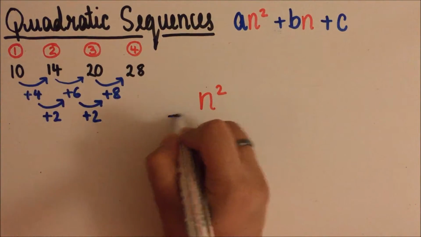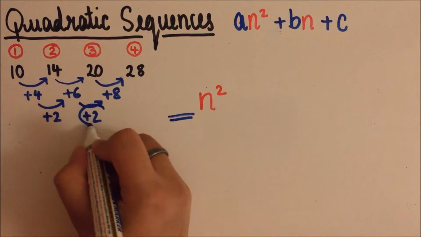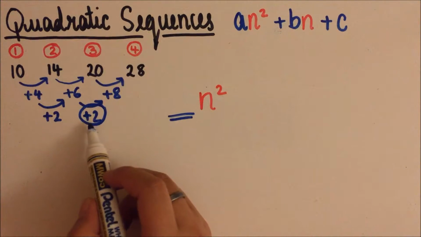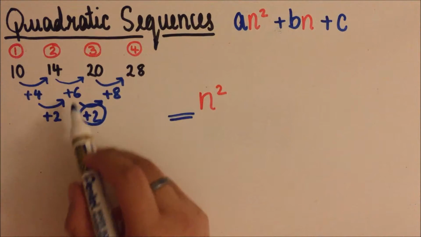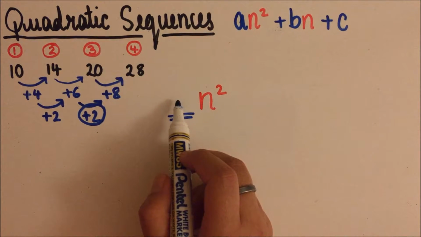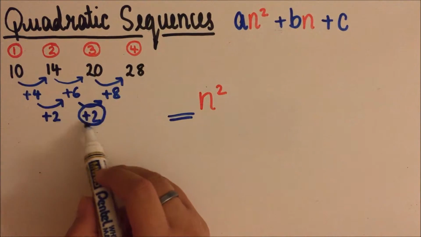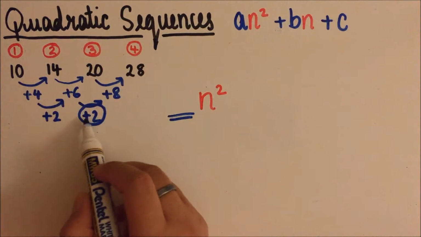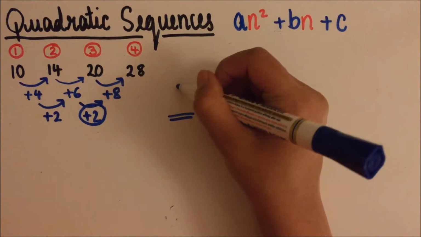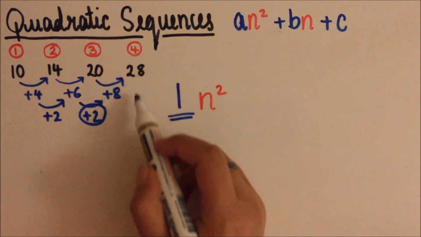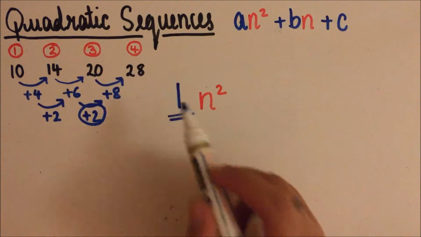The coefficient here depends on what the difference is. In this case, the difference is 2, but you're not going to put 2 here. It's always going to be half of the difference. So half of 2 is 1. So the coefficient here is going to be 1.